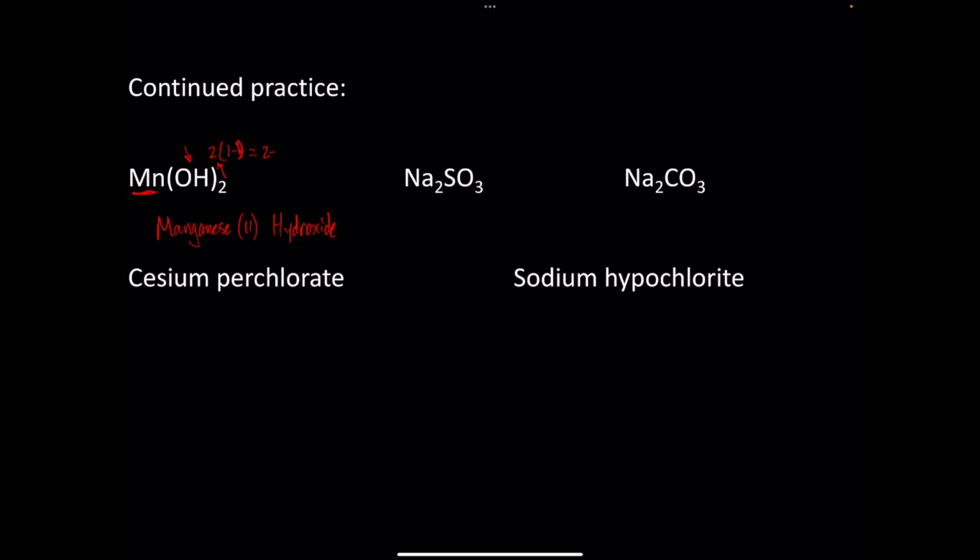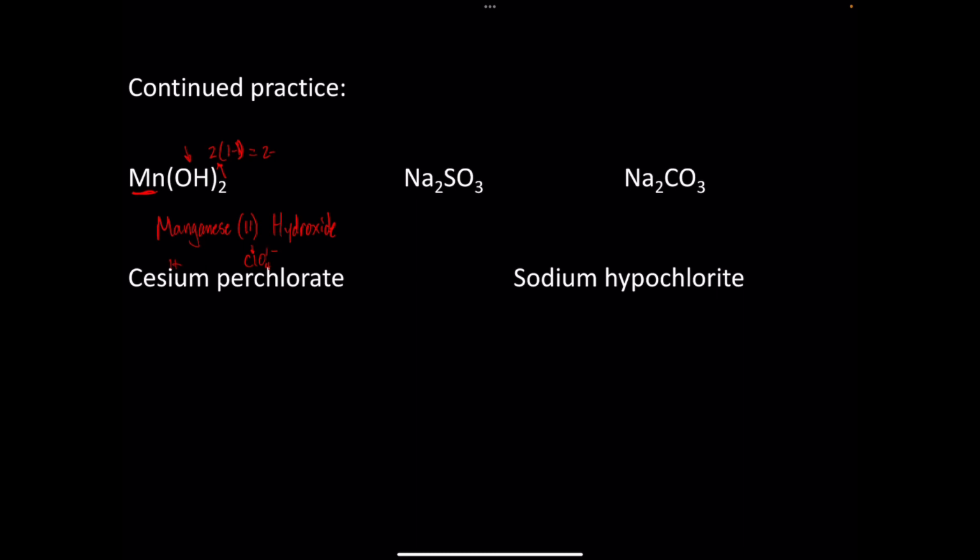Okay? Now we've got cesium perchlorate. Cesium here, let's find that on the periodic table. That is also in group 1, so it's going to have a +1 charge. Now perchlorate I have to find in our table, which, looking at it, is ClO4, and it has a charge of just -1. Notice it's C, lowercase l, and then capital O4.